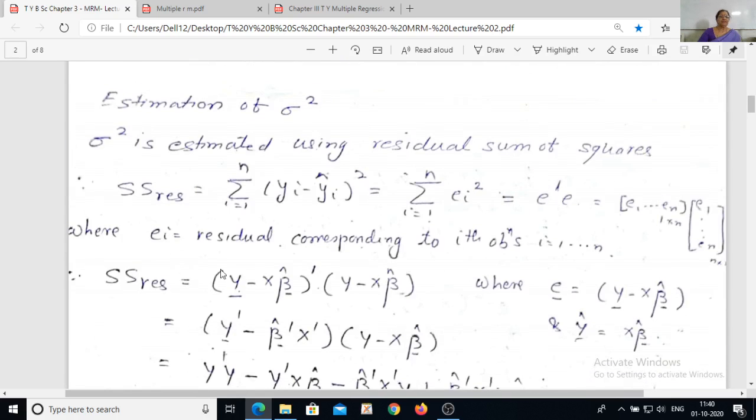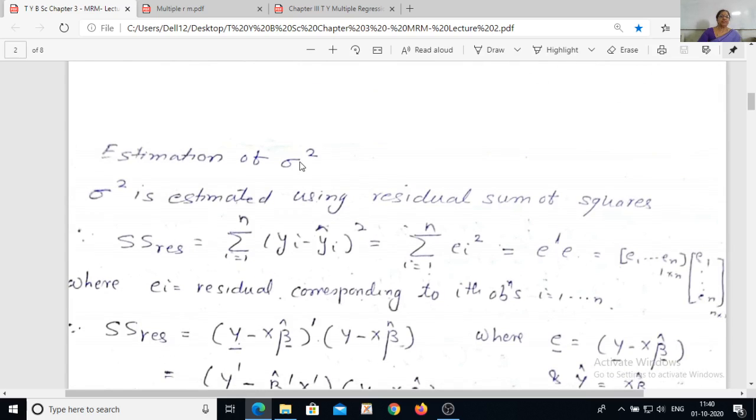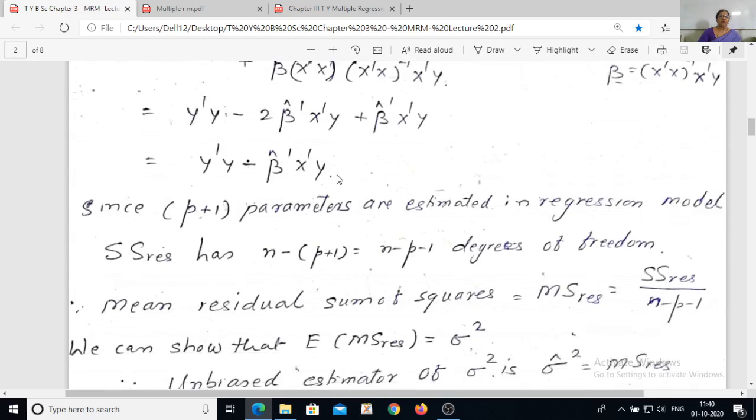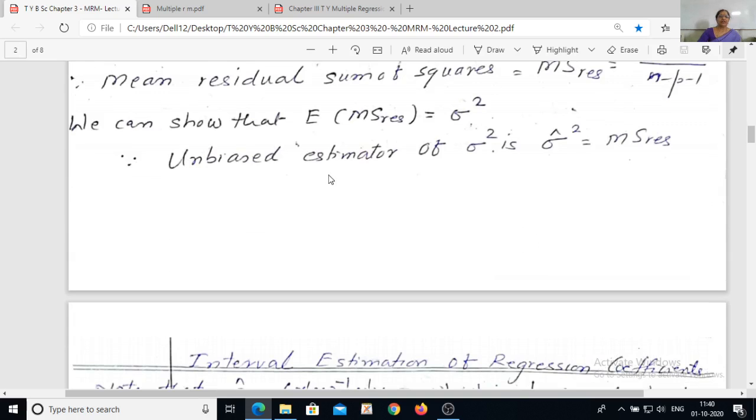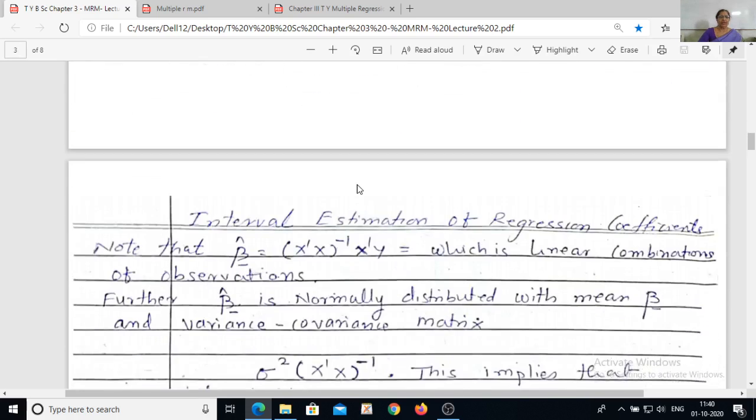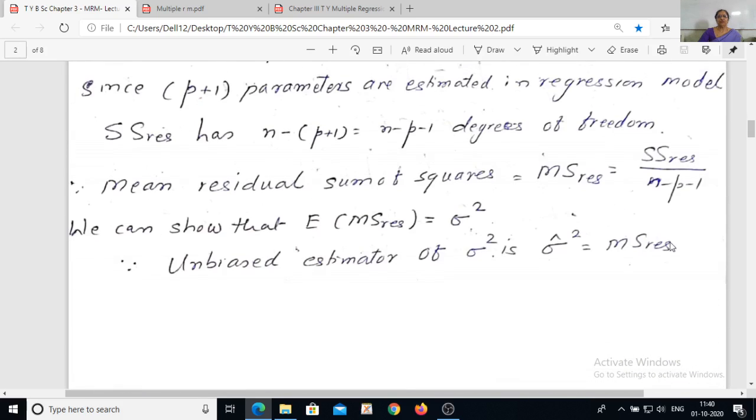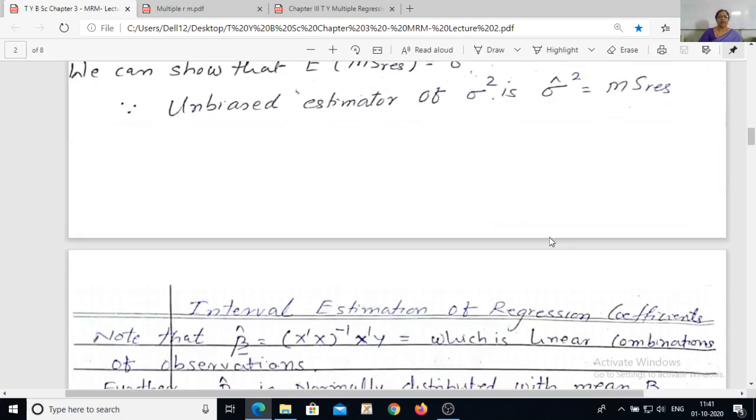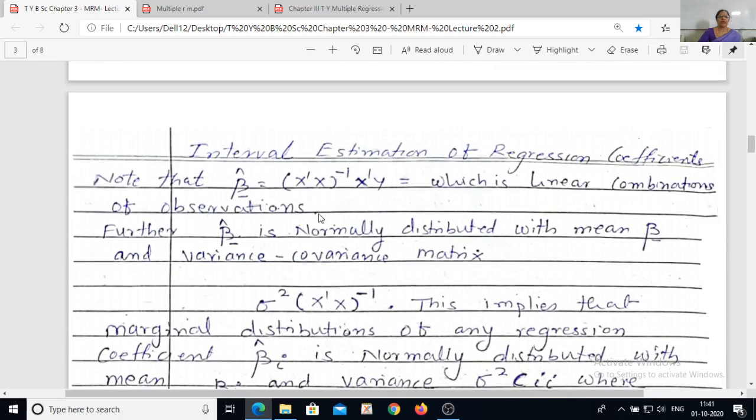So this is the estimation of sigma square with your regression model. Now once we can obtain the estimate of variance sigma square, we can obtain interval estimation of our regression coefficients.